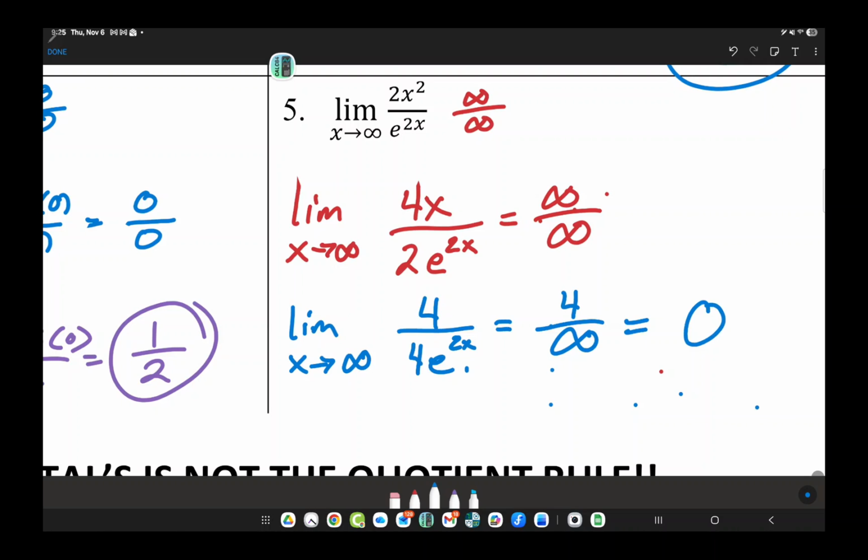We only stop taking the derivative once this just equals a number. It's okay to equal 0. It's not okay to have infinity over infinity or 0 over 0.